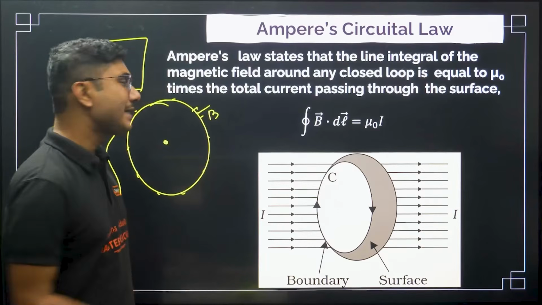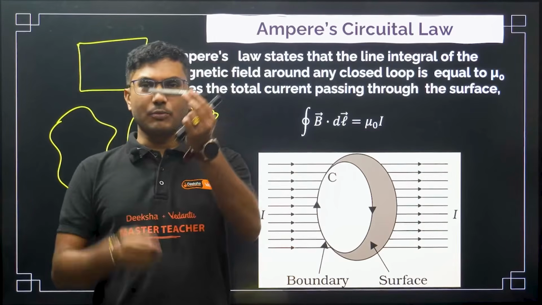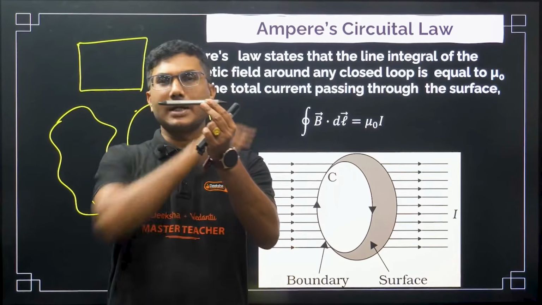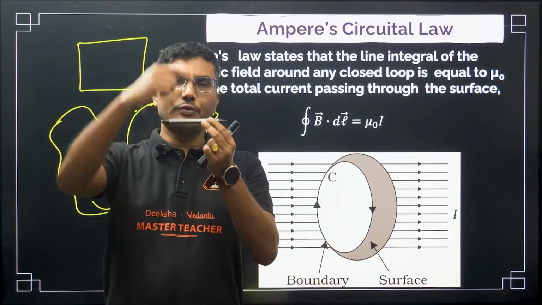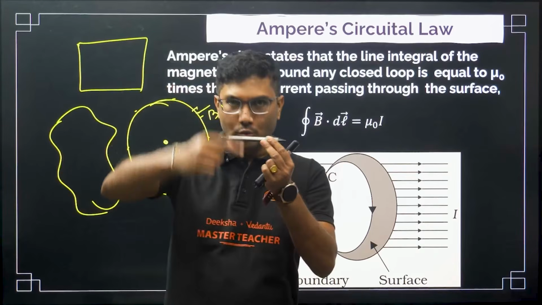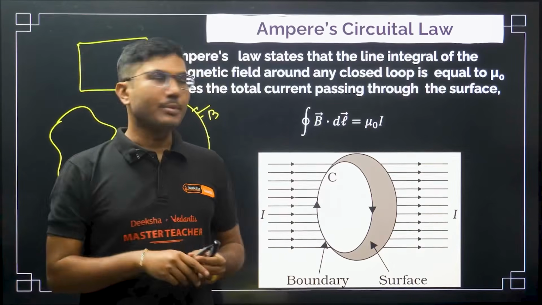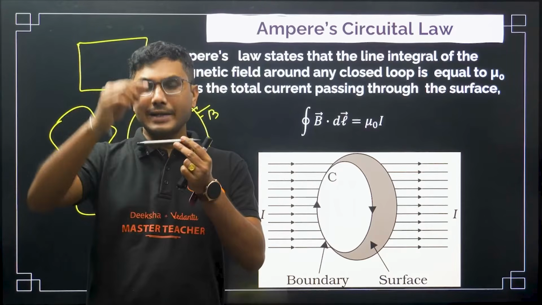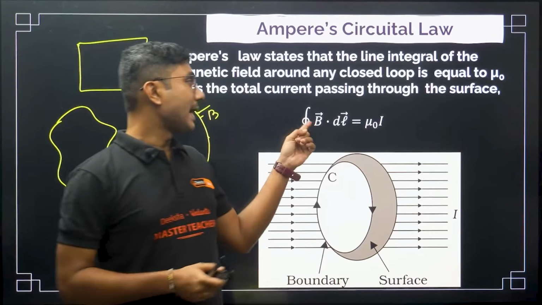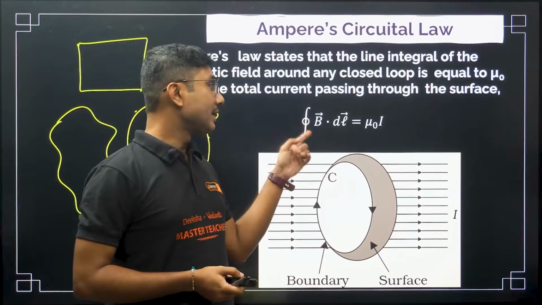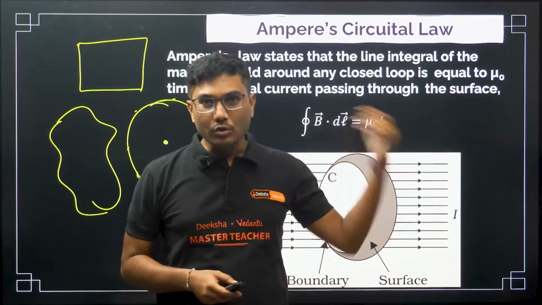Current enclosed means it has to pass through a current carrying conductor. For example, suppose this pen carries some current in this direction. Now if you construct an Amperian loop around this current carrying wire, then according to Ampere's circuital law, the magnetic field on each and every point on the surface of this loop can be calculated using this formula: integral B dot dl equals mu naught I. I is the current enclosed in this case.